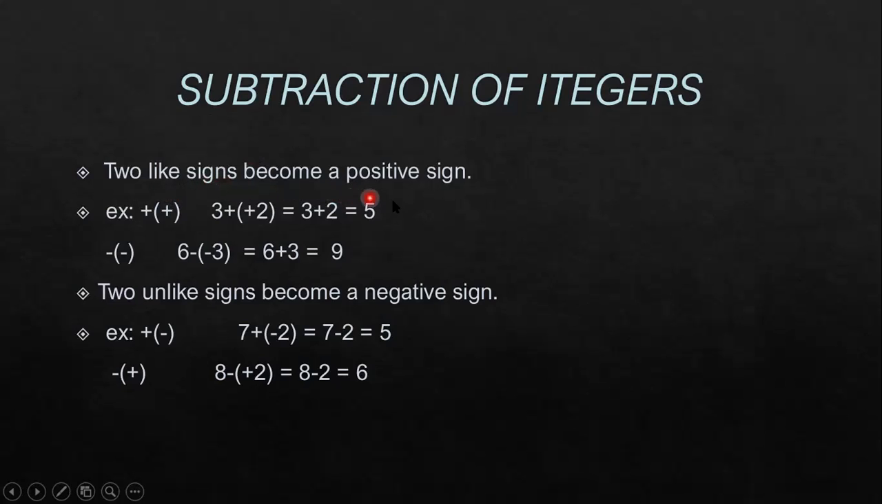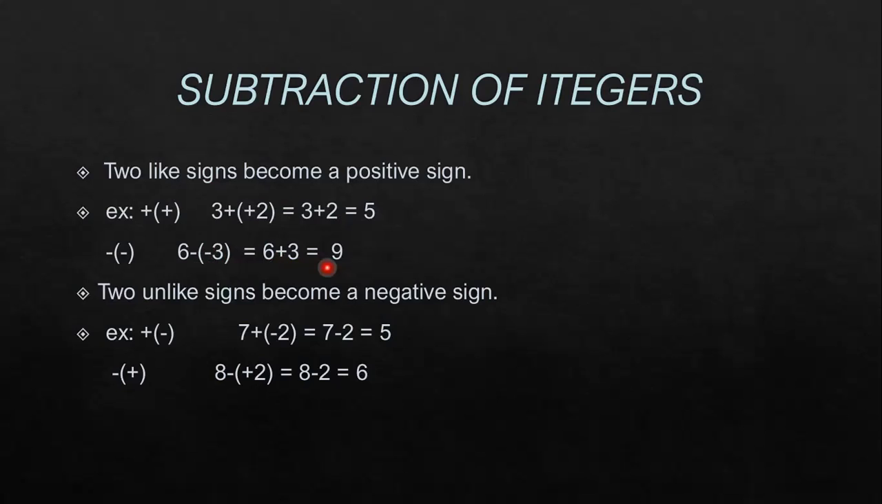Two like signs become a positive sign. Like signs here means two positive numbers. When you subtract two positive numbers, 3 minus of +2 means 3 plus 2, which is 5. Next, -6 minus of -3: minus minus will become plus, so -6 plus 3, you will get 9.